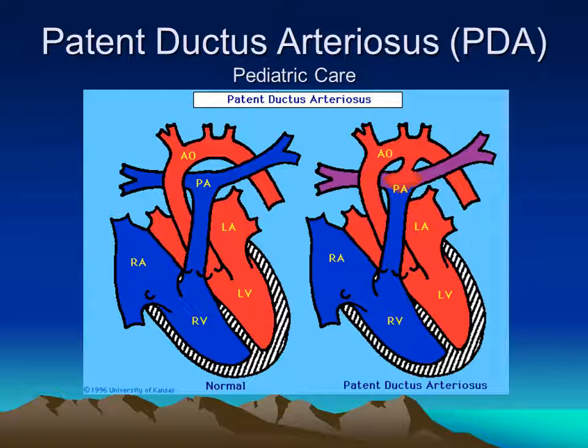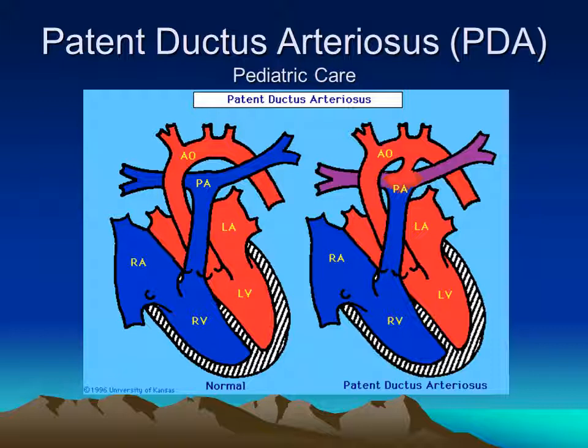Patent ductus arteriosus is a condition in which the ductus arteriosus does not close. The ductus arteriosus is a blood vessel that allows blood to bypass the baby's lungs before birth. Soon after the infant is born and the lungs fill with air, the ductus arteriosus is no longer needed. It usually closes in a couple of days after birth.